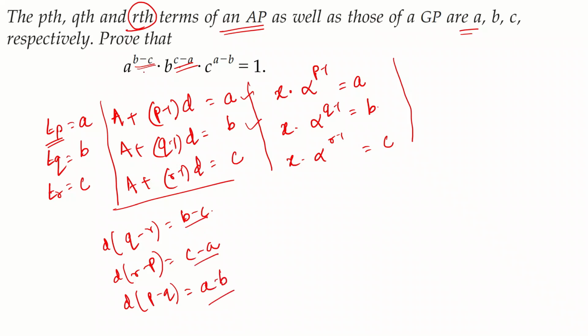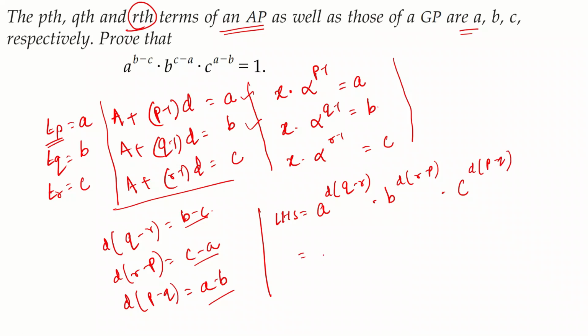So let me try to put it in this left hand side. What is my LHS? My LHS is A to the power of B minus C, which is D times (Q minus R), into B to the power of C minus A, which is D times (R minus P), into C to the power of A minus B, which is D times (P minus Q). So what is A now? I can put down the value of A from here.